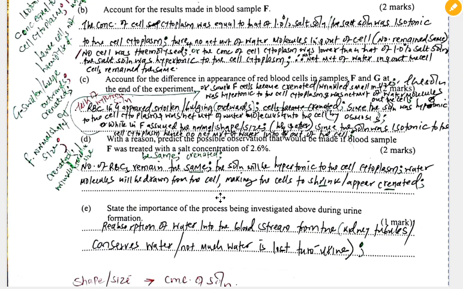Part E, state the importance of the process being investigated above during urine formation, and that is the reabsorption of water into the bloodstream from the kidney tubules, or it helps conserve water, so not much water is lost through urine.